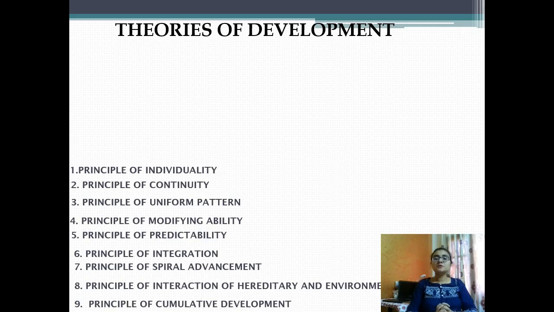Okay, third is the principle of uniform pattern. The pattern of development is uniform throughout the world, irrespective of caste, irrespective of person, irrespective of breed, irrespective of race. Everyone is growing in the same uniform pattern. Everyone in the early phase is a newborn, then they develop into toddlers, then adolescents, then adults, then into old age. This pattern is uniform throughout the world.